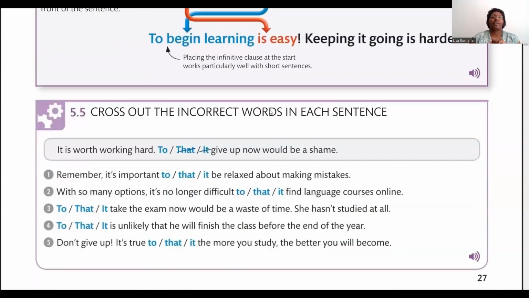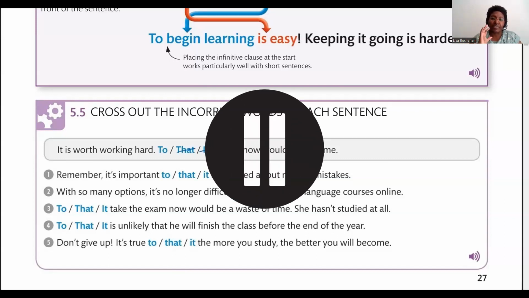Here you have to cross out the incorrect words in each sentence. So we have an example. The first one is done for you. It is worth working hard. To give up now would be a shame. To give up now. So we're using that to with the give, to give up. So pause the video and see if you can get the rest correct before I give you the answer.